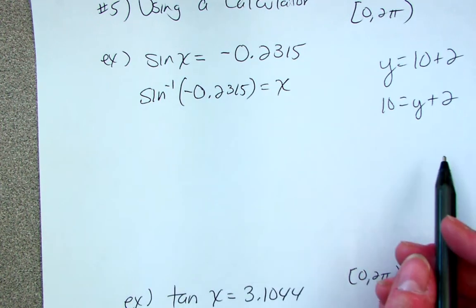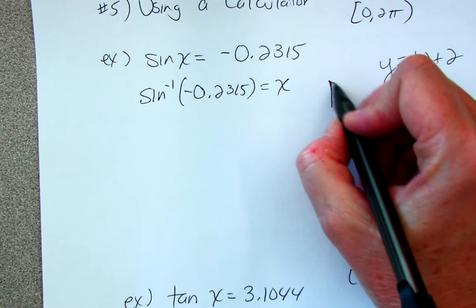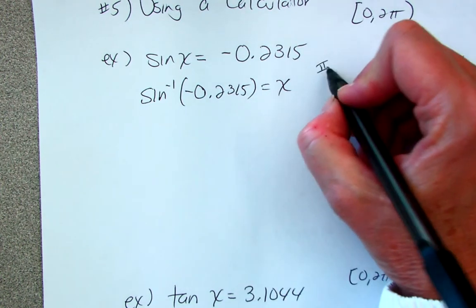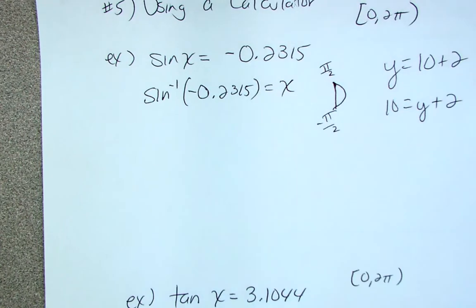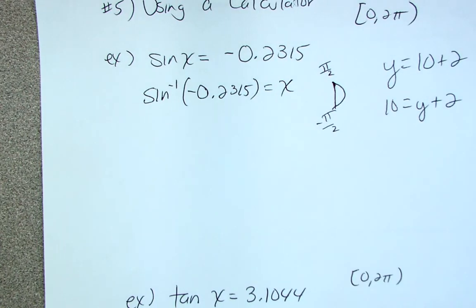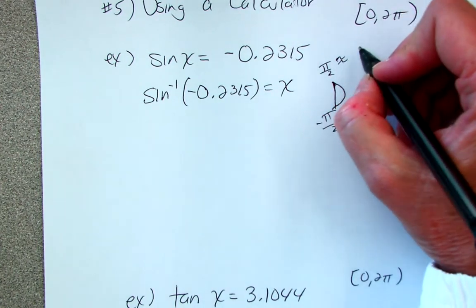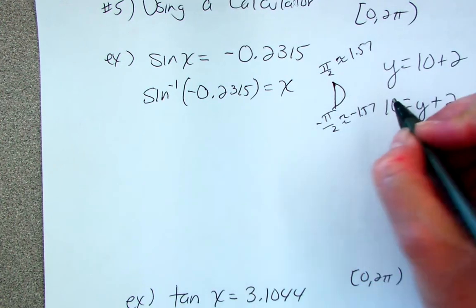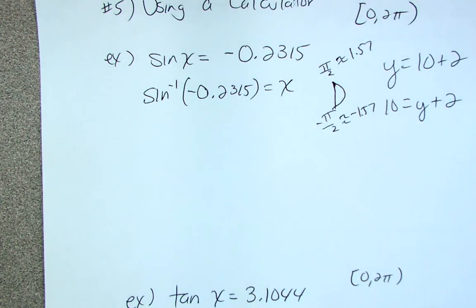I'm going to draw my cute little picture that I told you I draw every time I see an inverse for sine. All of my answers for x have to be from pi over 2 to negative pi over 2. In other words, approximately, what is that again? 1.57 to approximately negative 1.57 needs to be my answer.